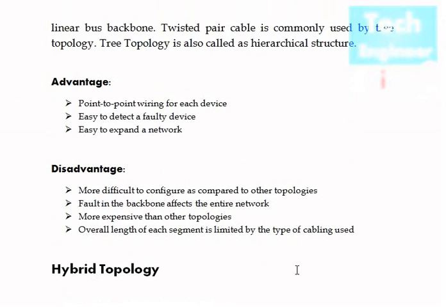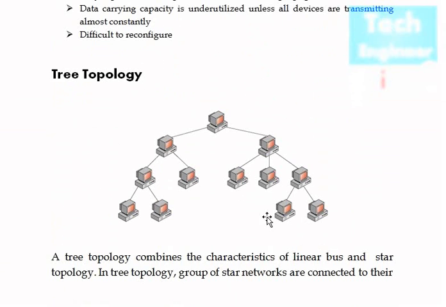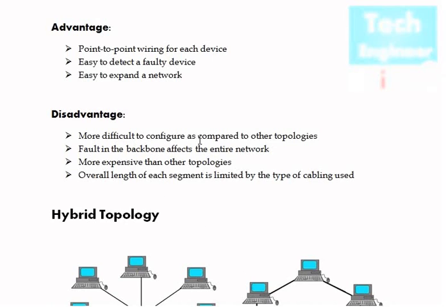Advantages: point-to-point wiring with each device, easy to detect a faulty device. Since so many devices are connected with each other, a user will have access to everyone, so can understand which one is not working. Easy to expand a network. More and more networks we can expand. More difficult to configure as compared to other topologies. First step is to configure that, and it ends with big difficulties.